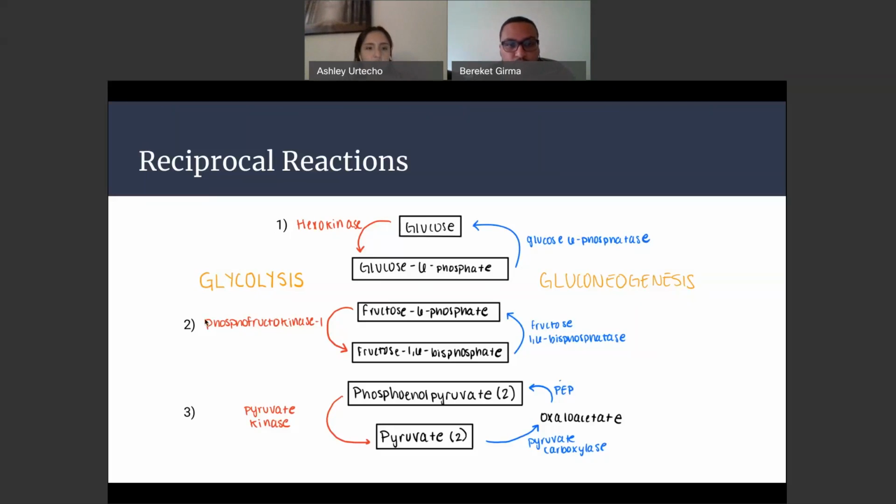And the next one, phosphofructokinase 1, like I said before, is the first commitment step of glycolysis, really important, heavily regulated. So we have fructose 6-phosphate, and we're making fructose 1,6-bisphosphate for glycolysis. Gluconeogenesis will do the reverse. It will take that phosphate on the first carbon of fructose, and it will make fructose 6-phosphate. If that makes sense.